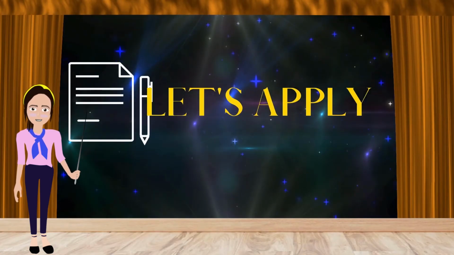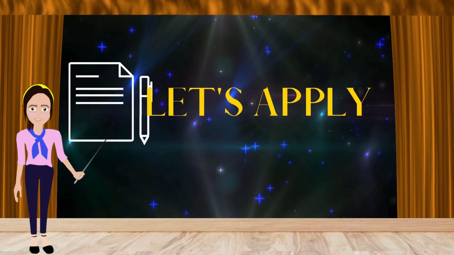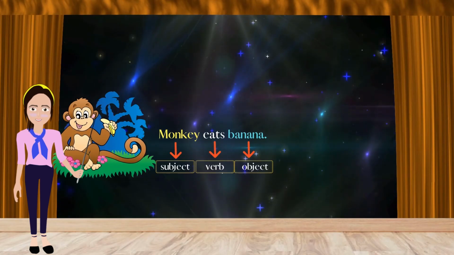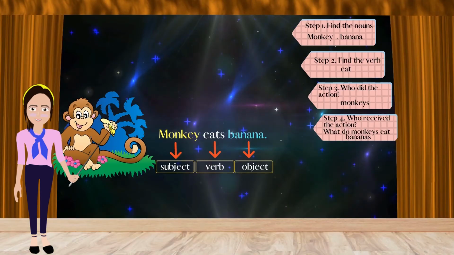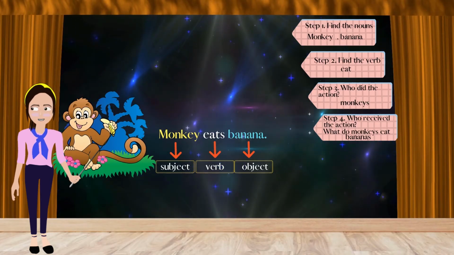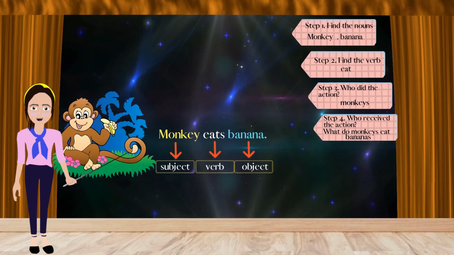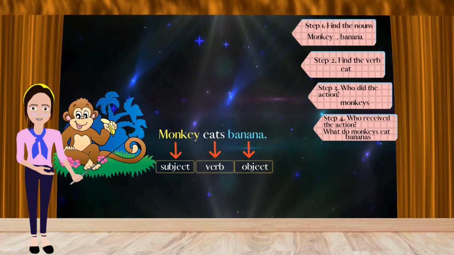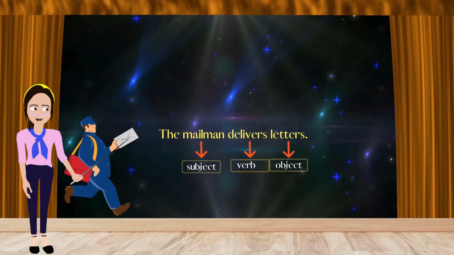Now let's apply what we have learned. Let us practice using the steps through this example. Monkey eats bananas. First, we must find the nouns in the sentence. We have monkey and bananas. Next, we must find the verb in the sentence. It is eats. Who eats bananas? It's monkey. Because the noun monkey does the action in the sentence, it is the subject. What do monkeys eat? To know who receives the action, the answer to this question is bananas.